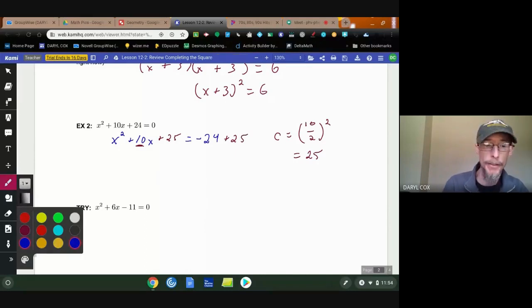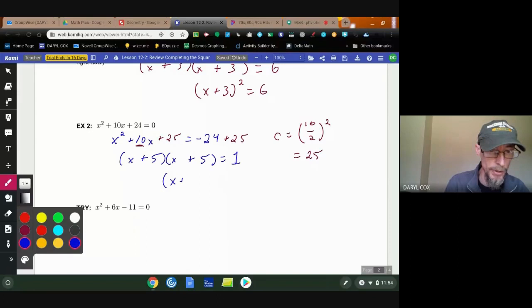And now I'm ready to factor that. Okay, so I'm going to say x and x. By the way, this side just simplifies to 1. 25, well, that's 5 times 5 is 25. If I do positive 5 and positive 5, I get positive 10. So I can rewrite this as x plus 5 squared equals 1. And there we go. So now it's your turn.